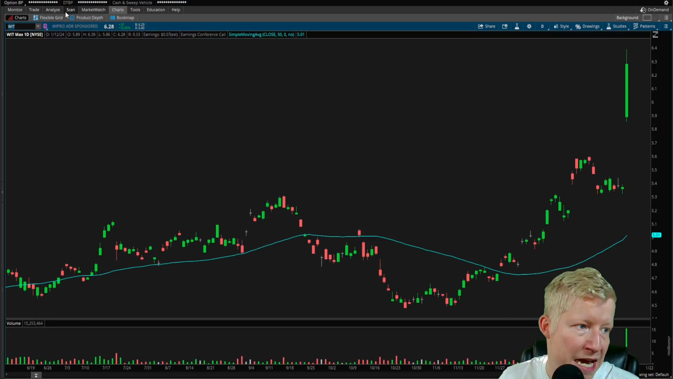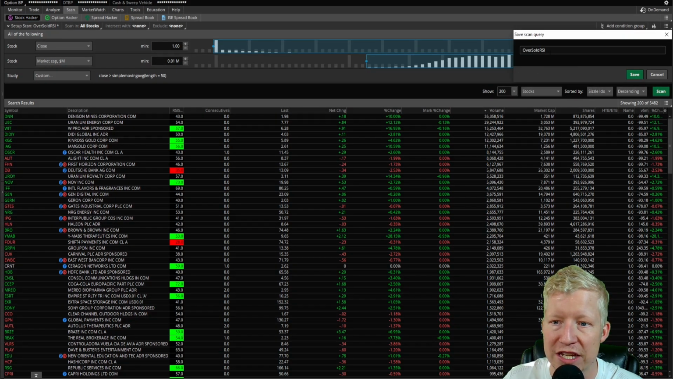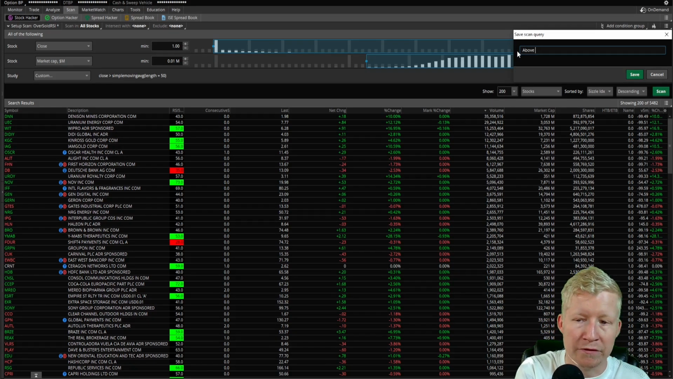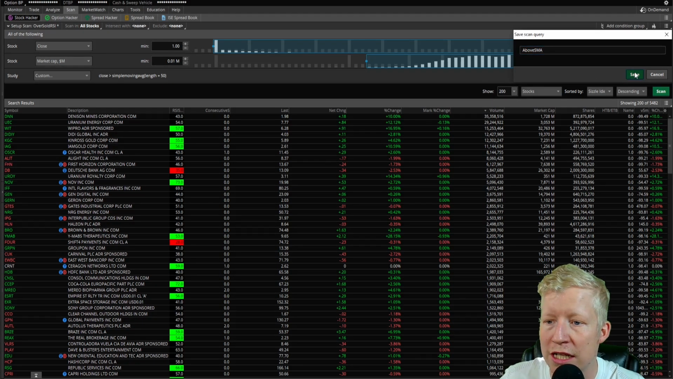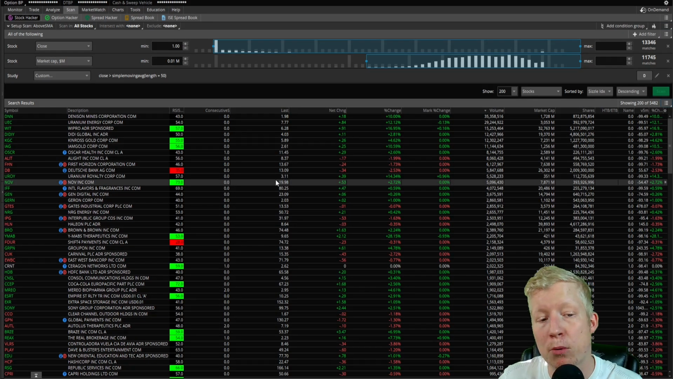This is giving you an idea, as ChatGPT said, of stocks that are in a current strong trend. So I'll go ahead and save this scan query as "above SMA", I will call it. And I'll be able to load this in whenever I'd like now as well. Now, let me point to one more thing.